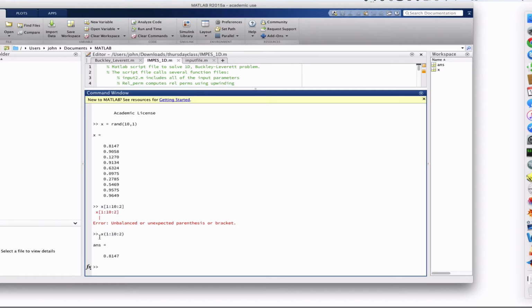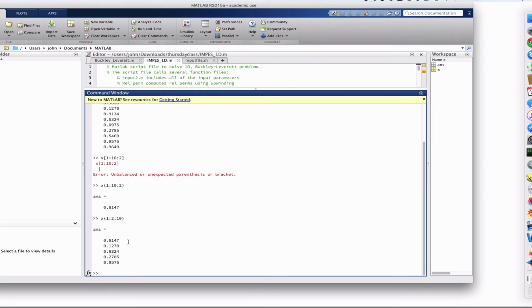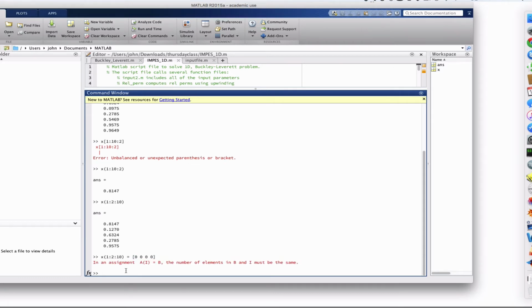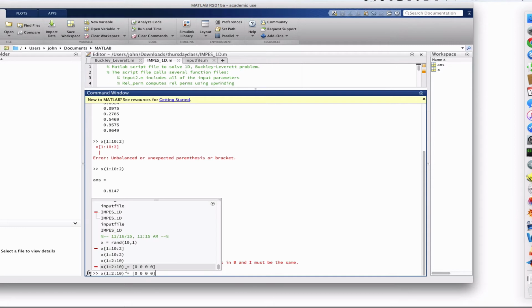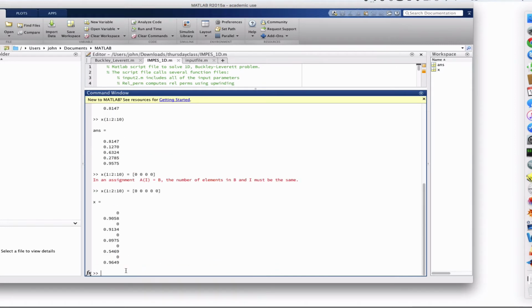Can't you do something like that? Oh, 1, 2, 10. That's right. In Python, it would be 1, 10, 2. Okay. All right. Yeah. So then, yeah.